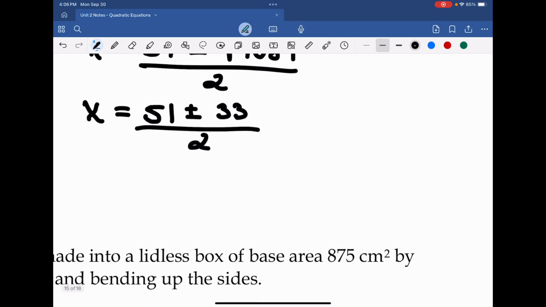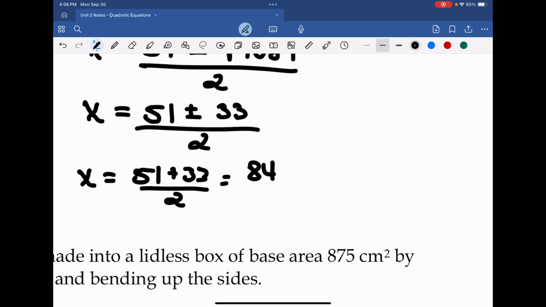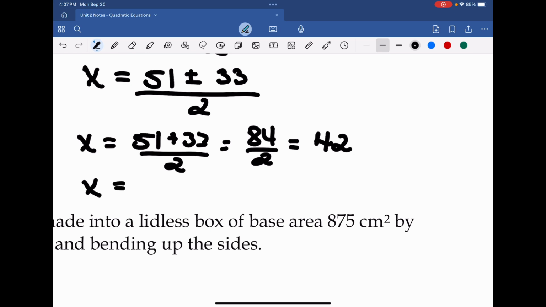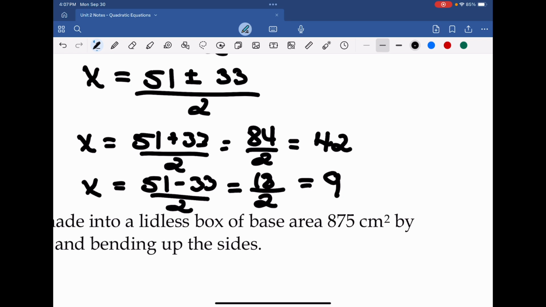Now we want to generate our two scenarios here. First and foremost, we're going to get one scenario, which is 51 plus 33, all divided by 2, which is the same as saying 51 plus 33 is 84, divided by 2, which is equal to 42. So one possible x is 42. The other one is x is equal to 51 minus 33, all over 2, which is equal to 51 minus 33 is 18 over 2, which is equal to 9.